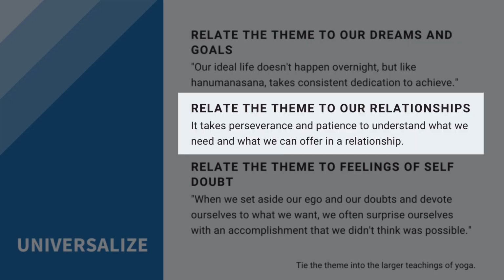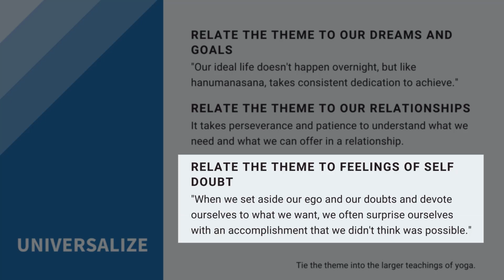You can relate the theme to our relationships. It takes perseverance and patience to understand what we need and what we can offer in a relationship. From personal experience, I can tell you that it took me a great many relationships to know both the type of partner that I wanted to be in the relationship, as well as the type of partner that I wanted in my life. Understanding these things doesn't just happen for most of us. It takes practice, it takes perseverance, lessons that we learn from the story of Hanuman.